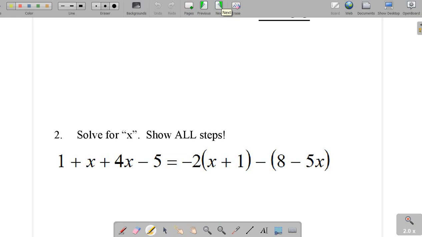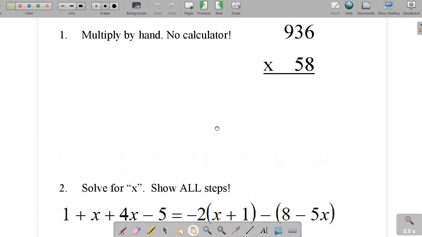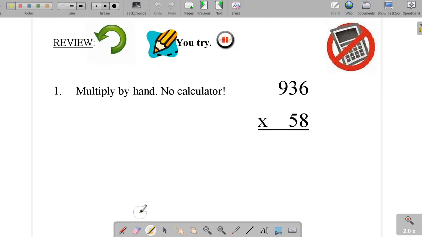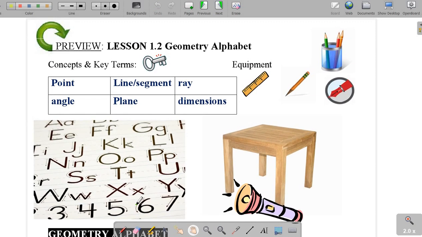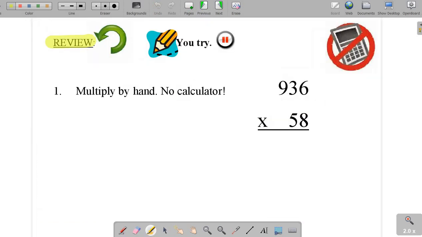Now, for your normal preview notes, there's basically two parts. There's always what's called a review section, which is a short review of prior material. And then there is what's called the preview section, which is a preview of material we're going to be working with in the next class. Review, preview. So for the review section, you're going to work through this page in pencil.